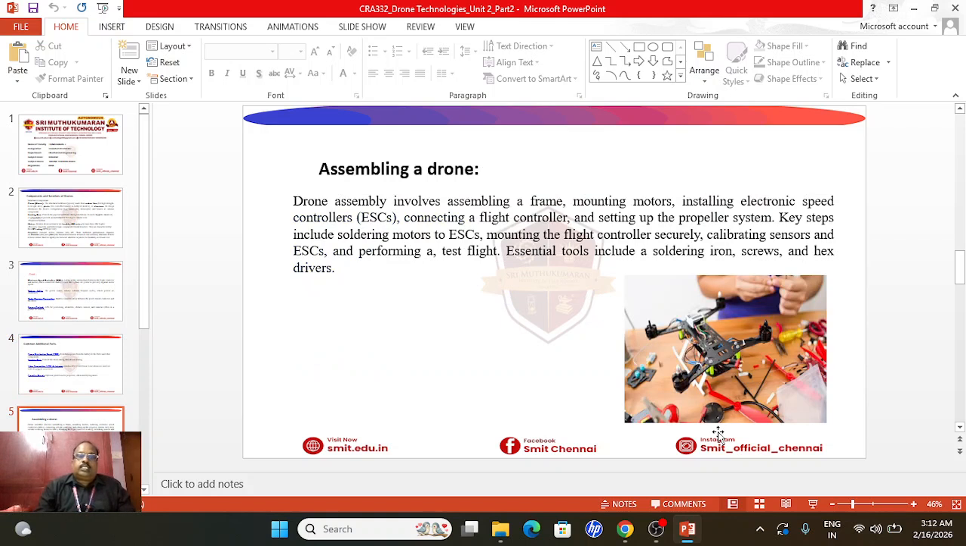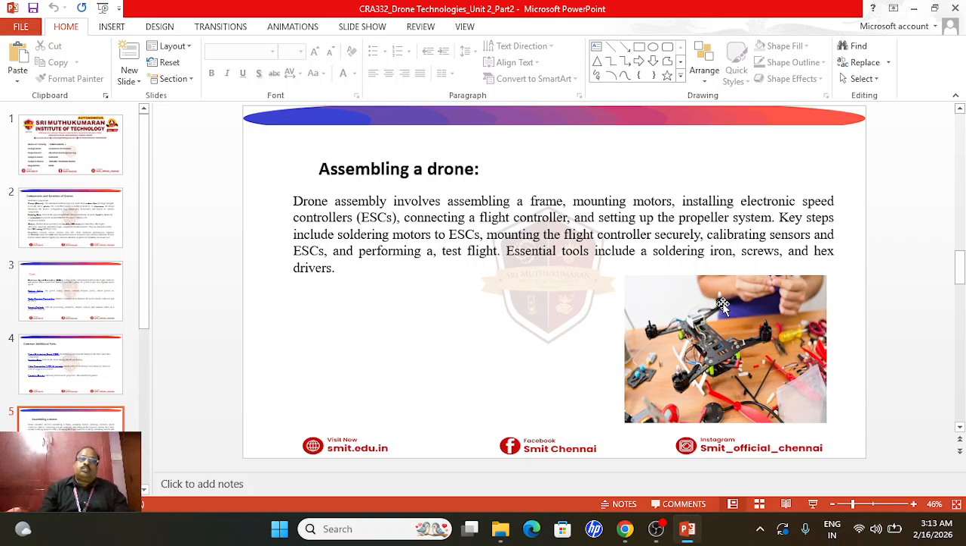You can see here they are assembling a drone. All the components, such as electronic speed controller, propeller, first person view cameras and all other components, are fitted in the main frame or structure. Above that, we mount the motors, which are brushless DC motors, and a propeller for lift.